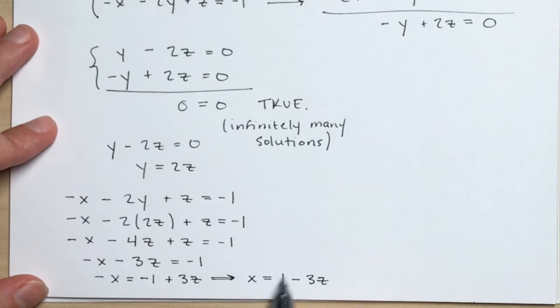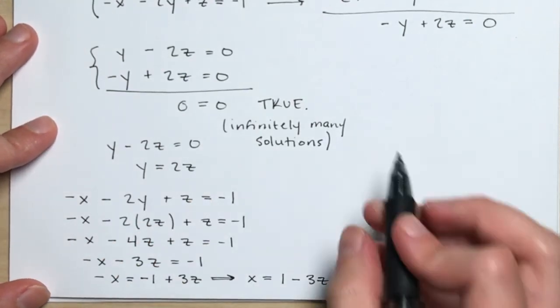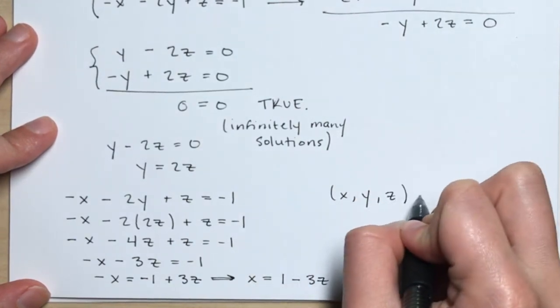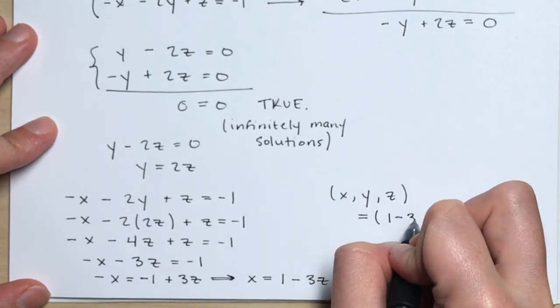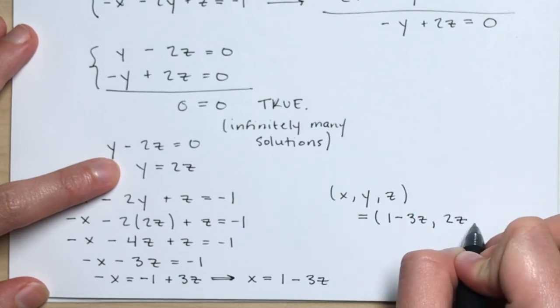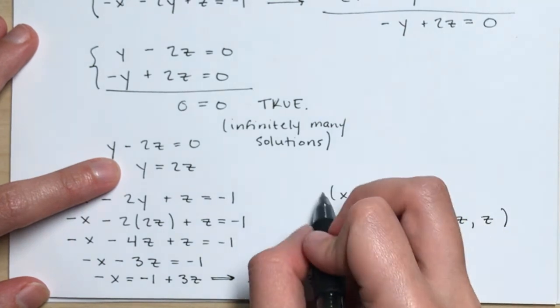So this is x in terms of z. So we have x in terms of z, y in terms of z, and then of course z is in terms of z. So our answer is x, y, z equals x in terms of z, so 1 minus 3z, y in terms of z, so 2z, and z in terms of z, which is just z.